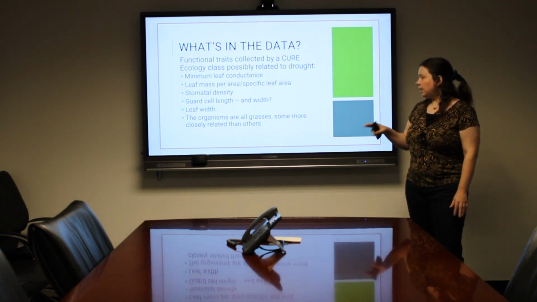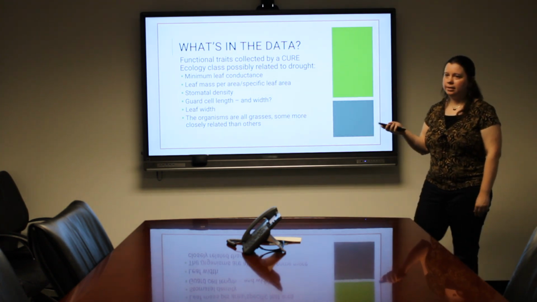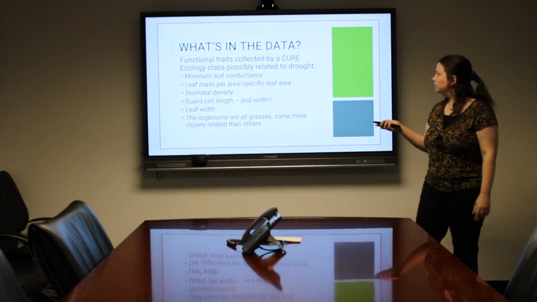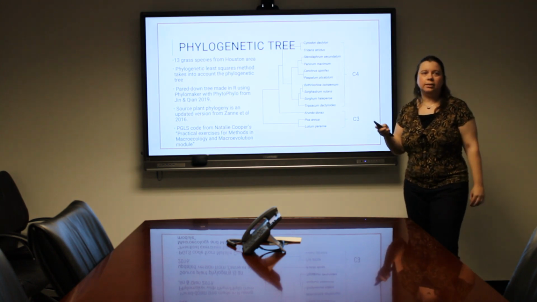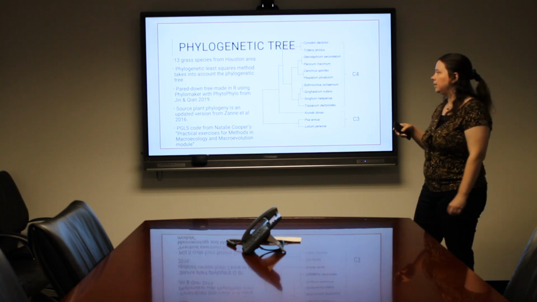These organisms are all grasses. Some of them are more closely related than others, and that matters for our data set because we need to take that into account when we're making comparisons. So here's the phylogenetic tree for the species in our data set. There are 13 grass species, all of them from the Houston area.